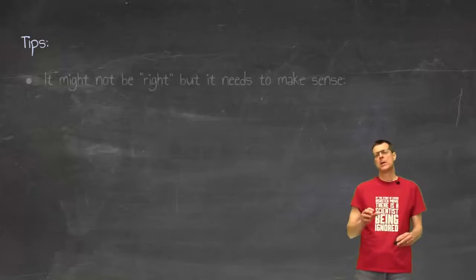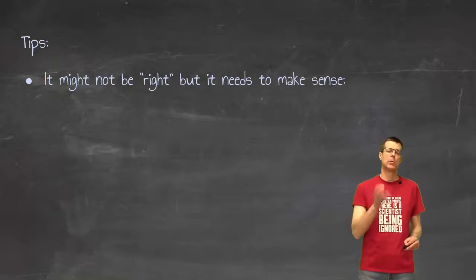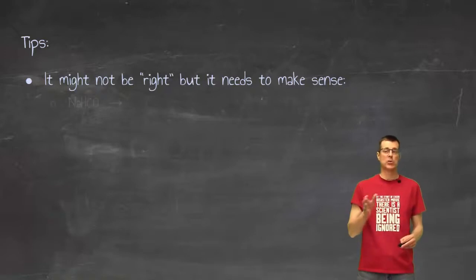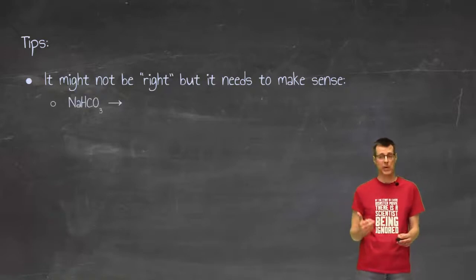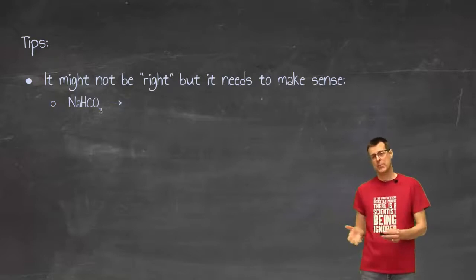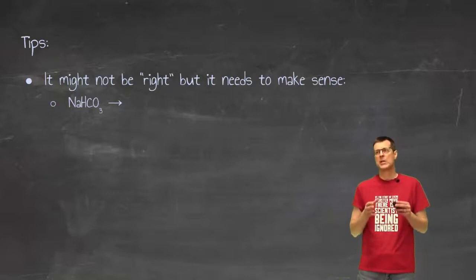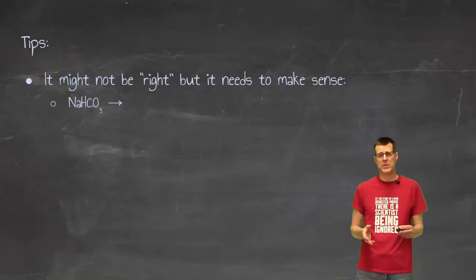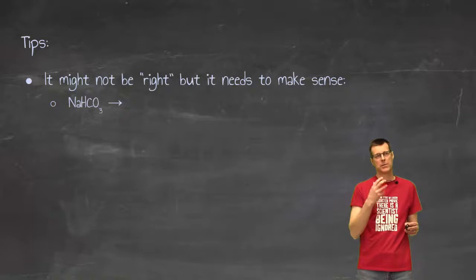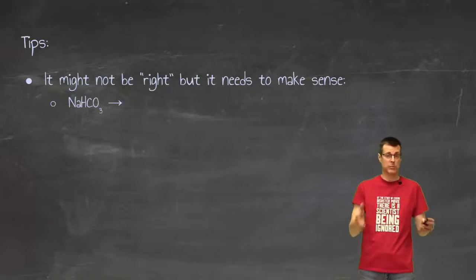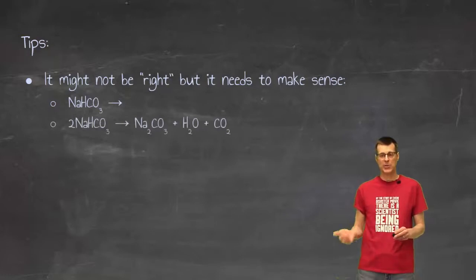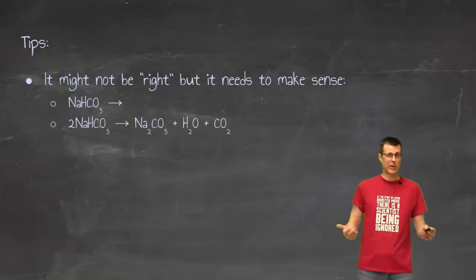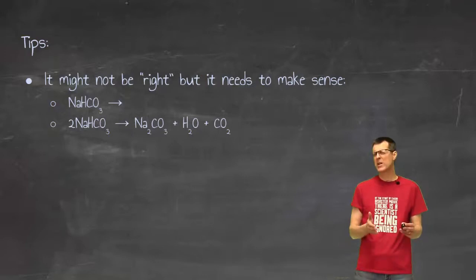As a couple of tips. For when we're predicting products right now, you might predict something that makes sense but isn't actually correct. So for example, if I asked you to predict the products for this one, which is a decomposition reaction, if you came up with something that was sensible, I'm going to accept it. If you were to actually do this reaction for real and look at the products, you would end up with the products that you see here, and we haven't necessarily done all the nomenclature, so I'm not going to say them, but you might not have predicted that. That's okay. It does need to make sense though.